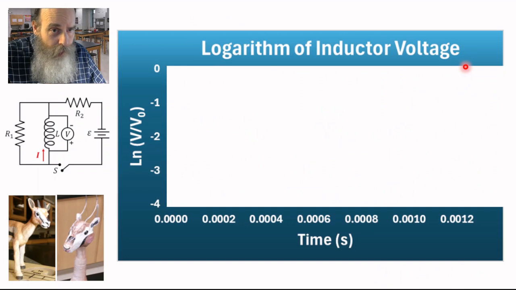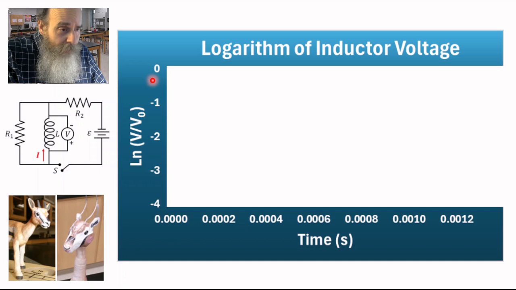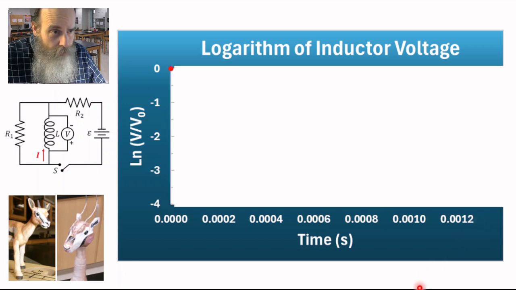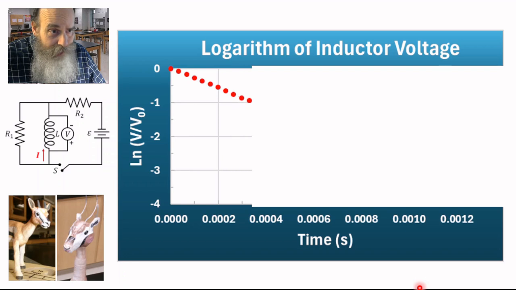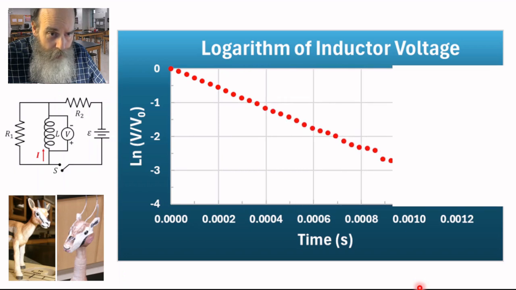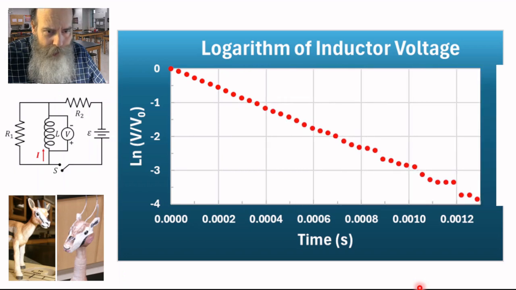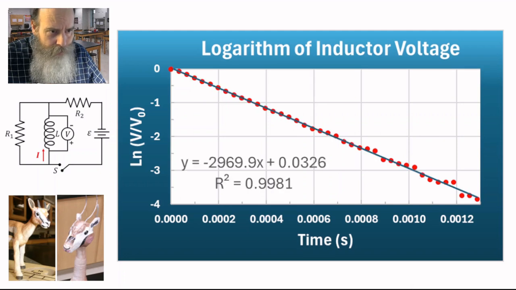Let's look at the graph which we got. So here I'm plotting ln VL over V0 on the vertical axis, time on the horizontal axis, from 0 to 0.0013 seconds. Here's what we get. A very nice straight line, a bit noisier at higher time. Let's do a best line fit. Here's our linear fit. Look at this. R squared is 0.9981. It's a very good fit.